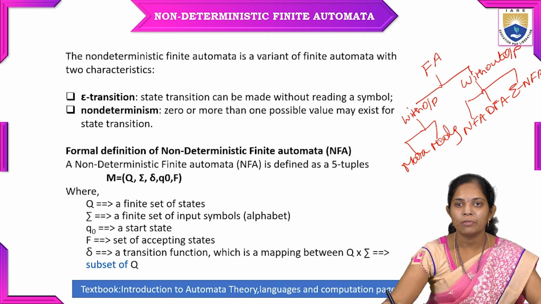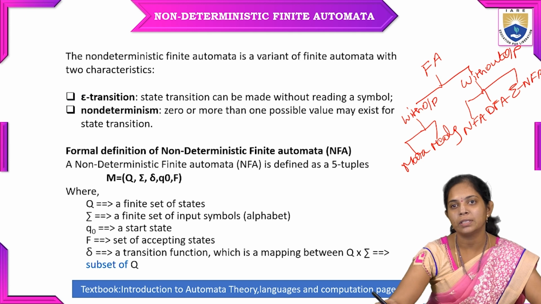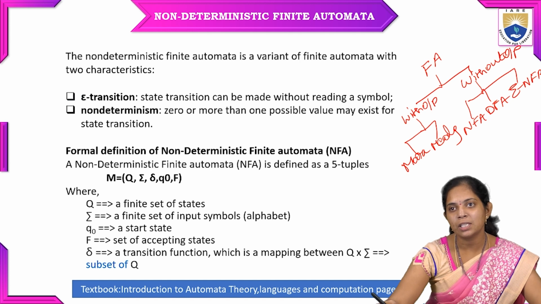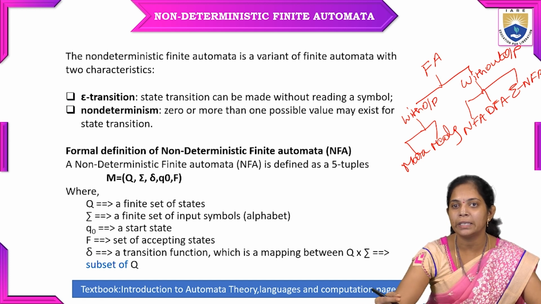The non-deterministic finite automata has two characteristics. One is the epsilon transition and the second one is non-determinism. The epsilon transition is nothing but a state transition that can be made without reading a symbol. Normally, for every input symbol of the word or language, it moves from one state to another state. With the epsilon transition, it reaches the next state without any input symbol.